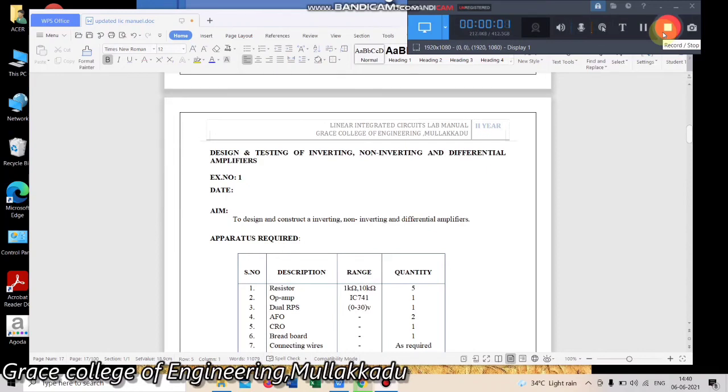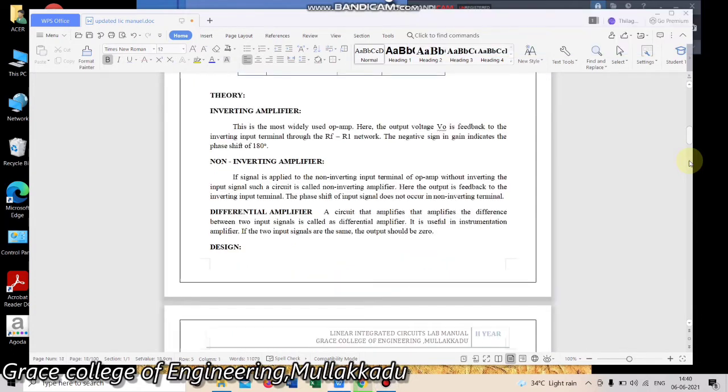Now we are going to see our first experiment, design and testing of inverting, non-inverting and differential amplifier. Our aim is to design and construct inverting, non-inverting and differential amplifier. We are going to see the circuit diagrams and the design procedure, as well as the output waveform and the tabular column, and finally we are going to see the simulation output.